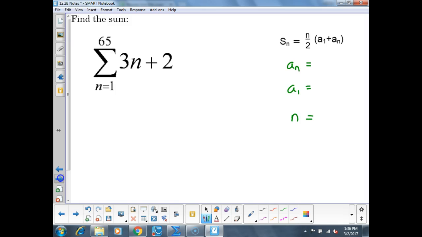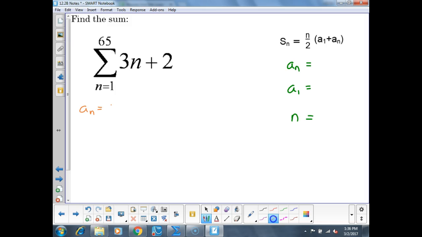And how many there are. All right, so which one do you want to find first? The last one? The last term? Okay. So how am I going to find a sub n? No, it is not 65. It goes up to the 65th term. How do I find the last term?